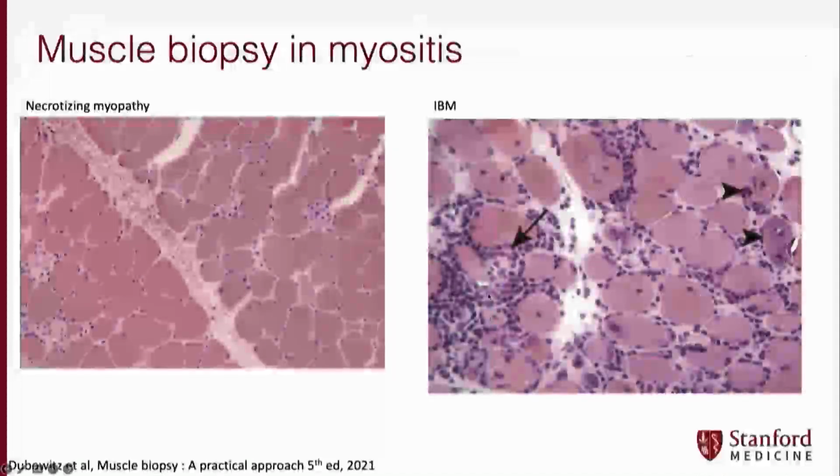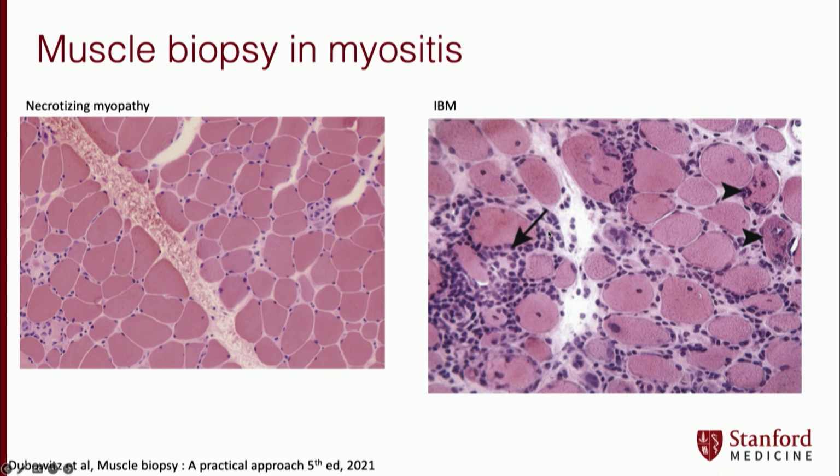In a different disease, this is inclusion body myositis. There can be inflammatory cells within the muscle itself. So you can see here, all these little purplish dots are inflammatory cells, lymphocytes, macrophages that are attacking the muscles, and that shouldn't be there.